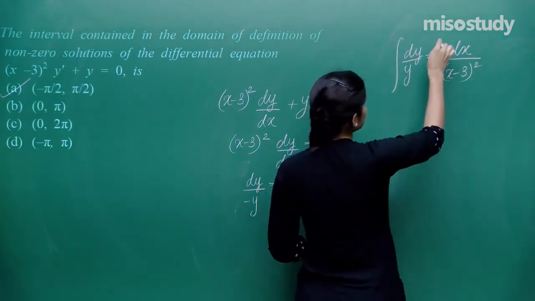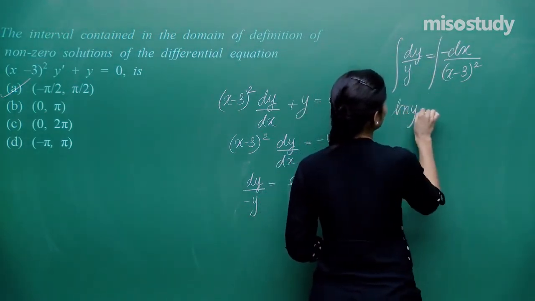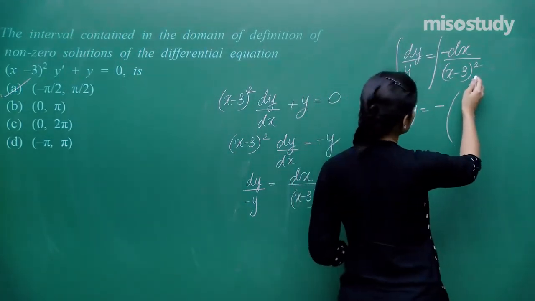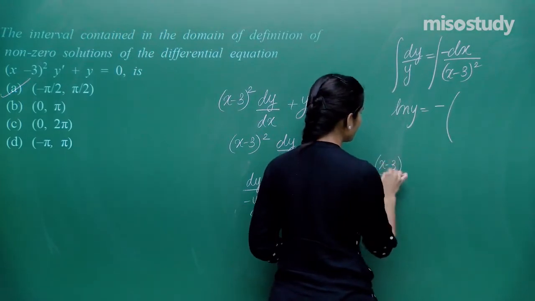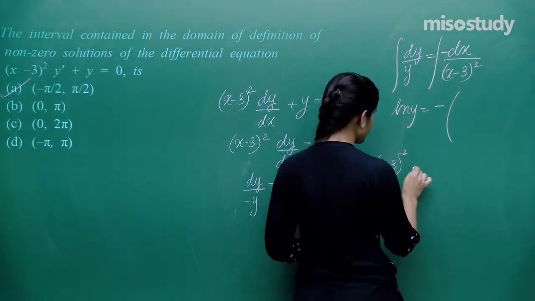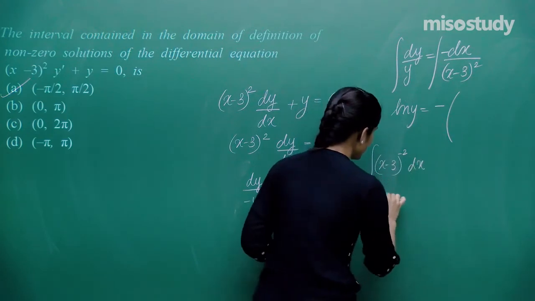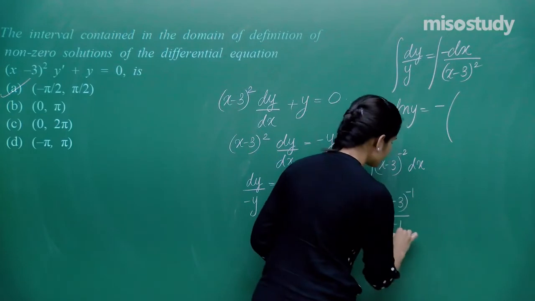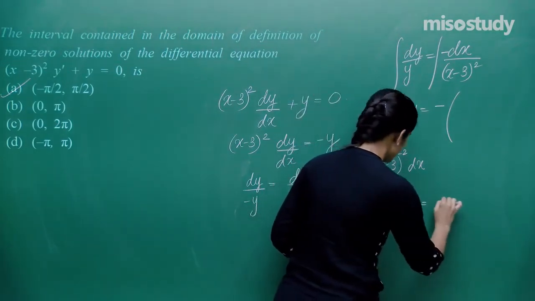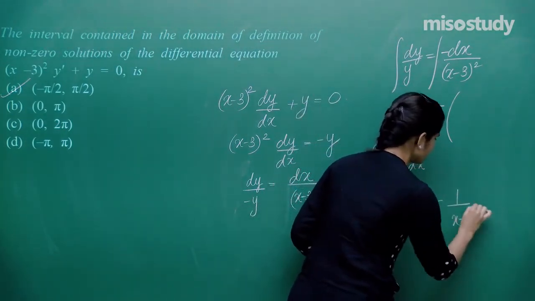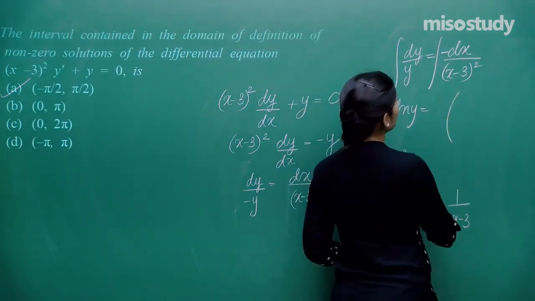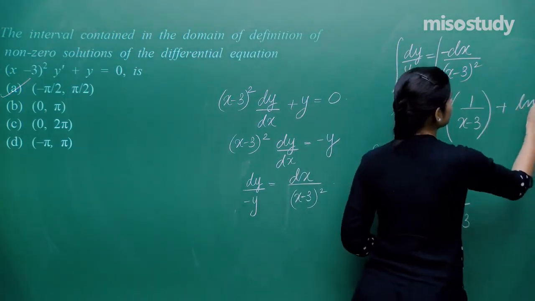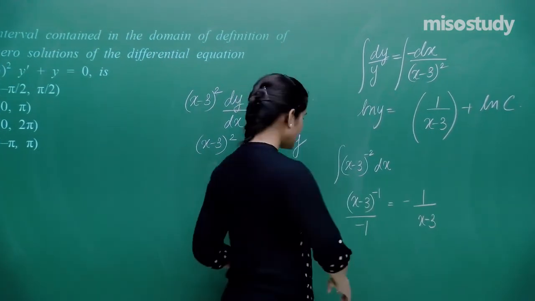what you basically get is ln y equals minus of what? What is integration of x minus 3 whole square? You know this is x minus 3 to the power minus 2, right? Integration of this is x minus 3 to the power minus 2 plus 1 upon minus 2 plus 1. So this gives you negative of 1 upon x minus 3. So negative of 1 upon x minus 3, this is just this plus ln c. I can add the constant as ln c, not a problem.